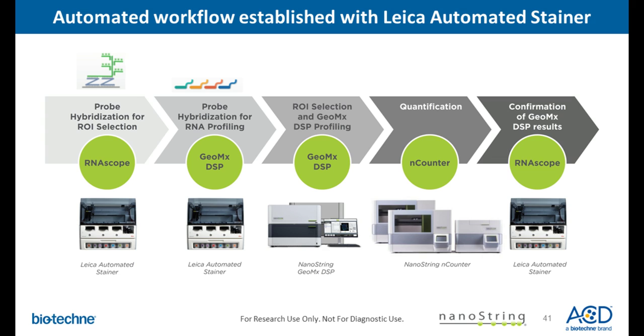RNAscope is now a part of the GeoMx DSP workflow, where RNAscope can be used as a molecular guide to direct the GeoMx DSP on specific areas of the tumor, which can then be profiled using the DSP, quantified using the nCounter, and then targets of interest can be validated using RNAscope on a serial section. So this is a workflow which we believe can help address several questions for immuno-oncology research. And this is especially significant for samples with high heterogeneity.